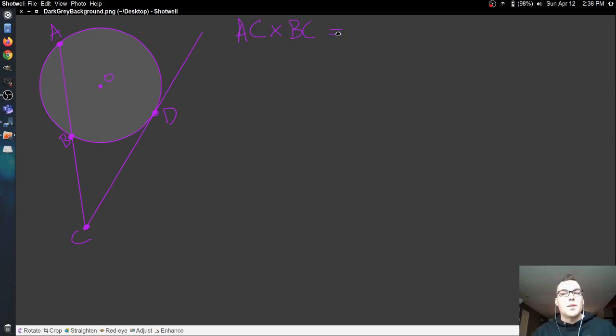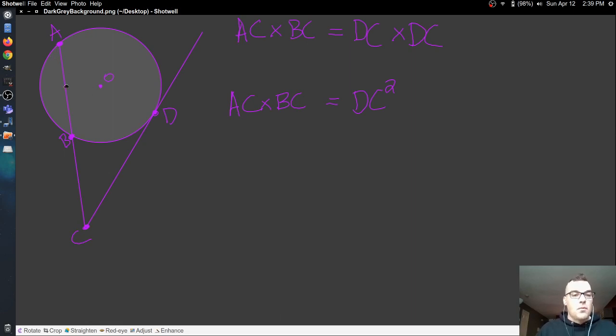Imagine if they were both secants. We know the rule is the entire secant times the exterior part is equal to the entire secant times the exterior part. So the entire secant times the exterior part is equal to this entire segment, DC, times its exterior part. AC times BC is just equal to DC squared. So when you have a secant and a tangent meeting at an exterior point, the entire secant times its exterior part is equal to that tangent squared.